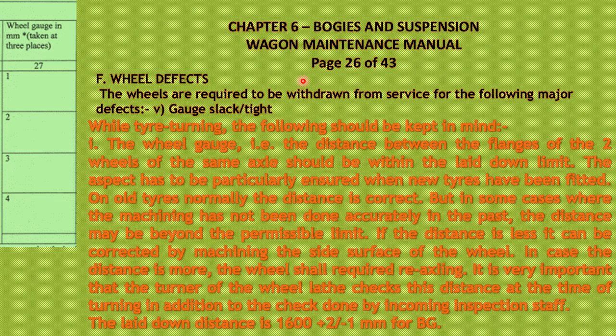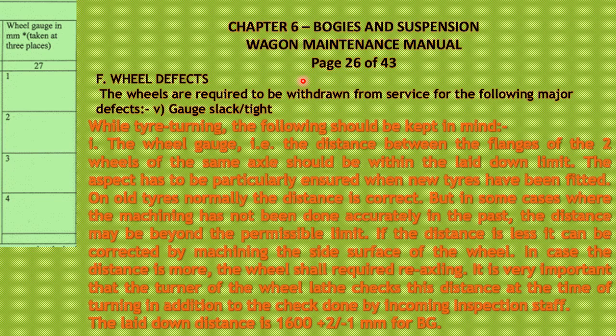It reads: the wheel gauge, that is the distance between the flanges of two wheels on the same axle, should be within the laid-down limit. This aspect has to be particularly ensured when new tires have been fitted. On old tires, normally the distance is correct, but in some cases where the machining has not been done accurately in the past, the distance may be beyond the permissible limit. If the distance is less, it can be corrected by machining the side surface of the wheel. In case the distance is more, the wheel shall require re-axling.